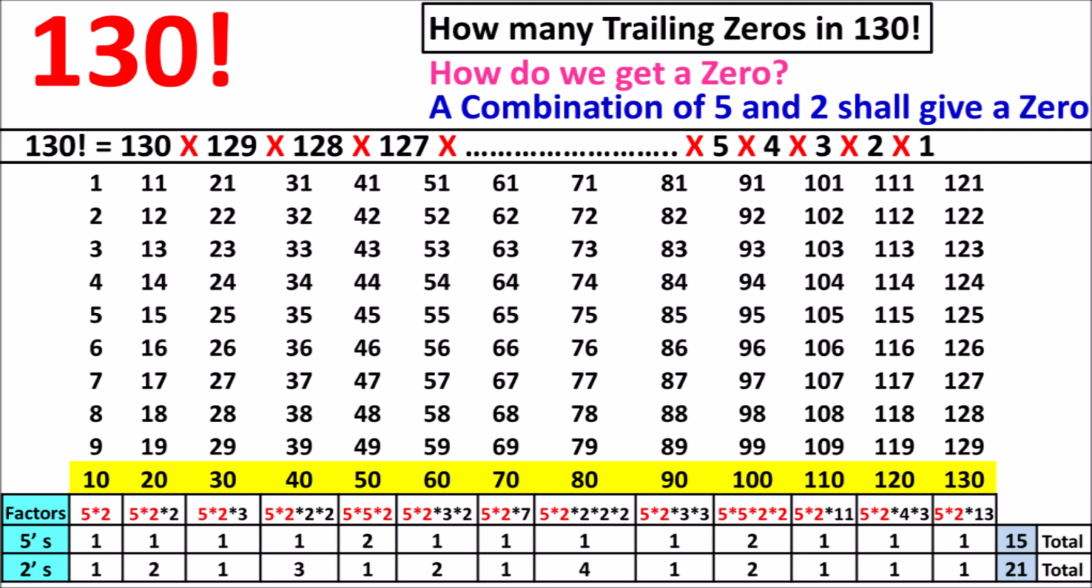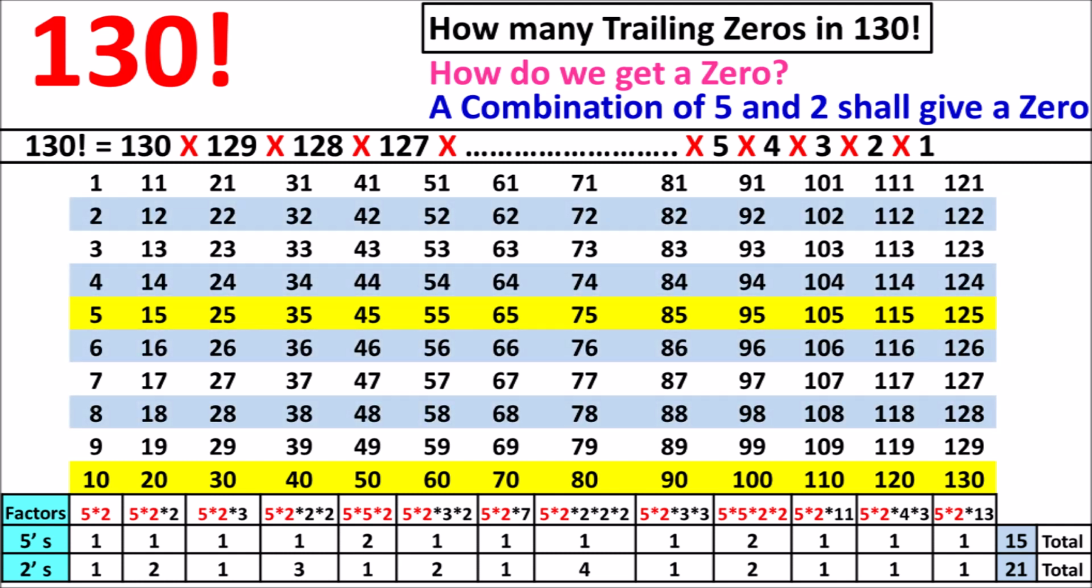The number of 5s in these yellow highlighted numbers is equal to 15, and the number of 2s in the factors of these yellow highlighted numbers is equal to 21. That means the number of 5s is lower than the number of 2s. Now let us see how many numbers from 1 till 130 can contain a factor of 5. These yellow highlighted numbers only can contain a factor of 5, and all these blue highlighted numbers shall contain a factor of 2. Therefore, it is evident that the number of 2s shall always be more than the number of 5s in the factors of any factorial.